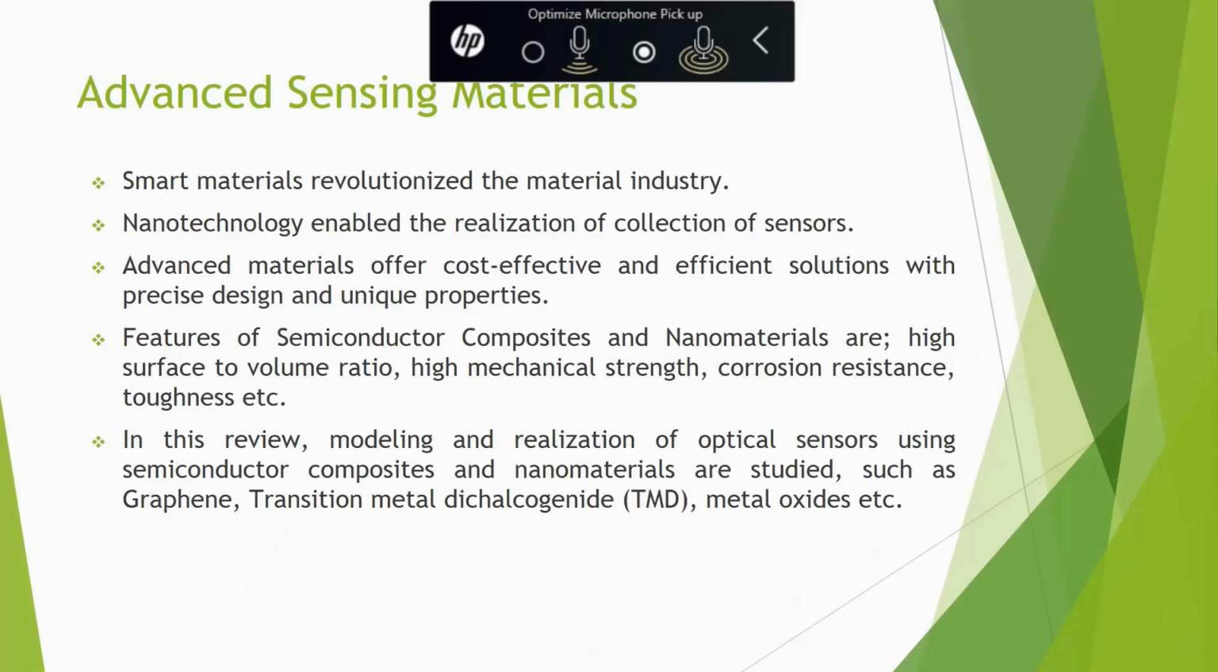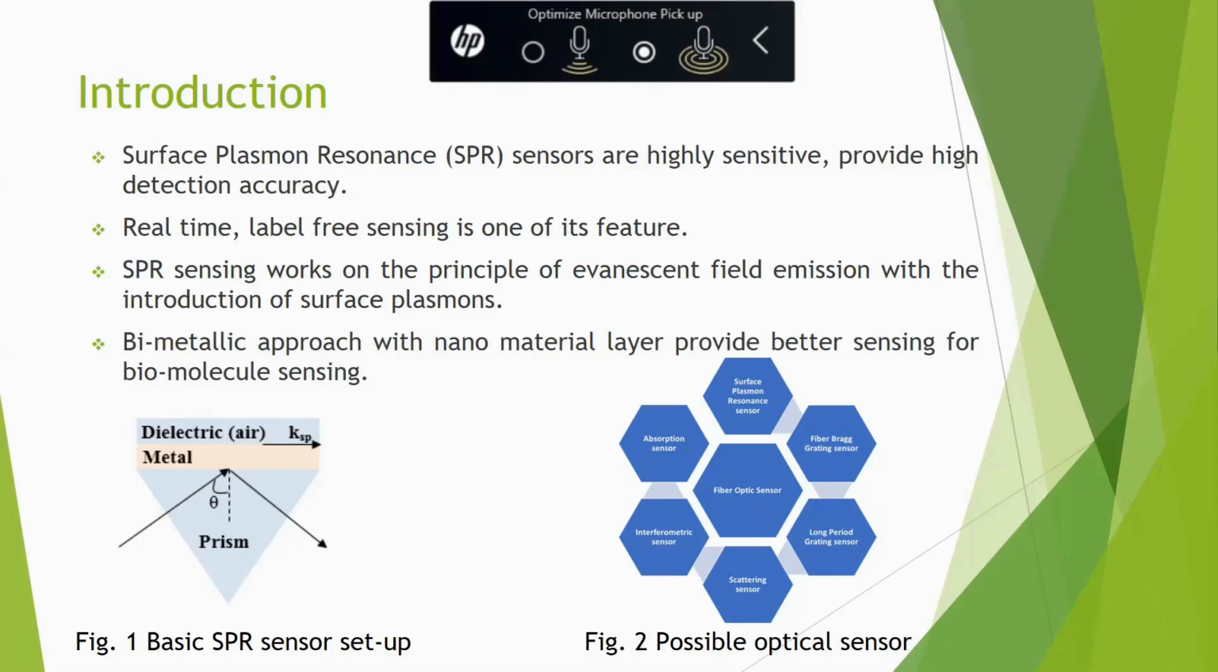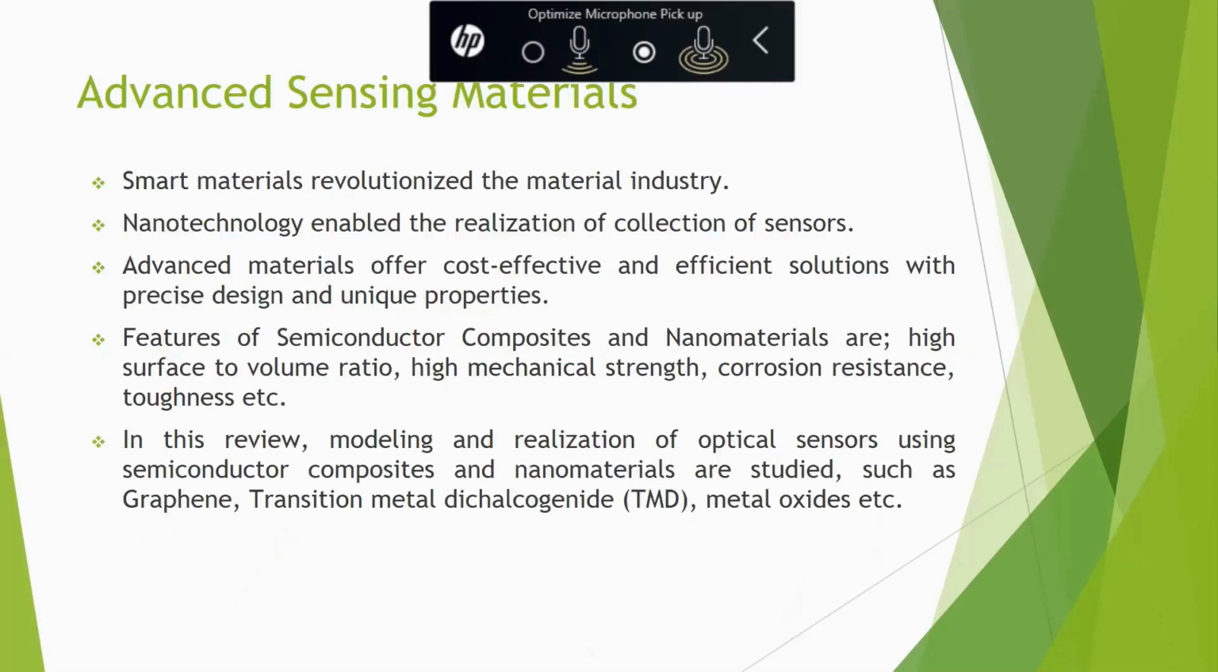In the case of SPR sensing, we can use two different types of setup. The first was this, and in the second setup, we need to maintain a small distance between the prism and the metal. That setup is somewhat difficult to maintain. So normally we go with the Kretschmann setup, which is seen here. For this work, we use the basic SPR setup, and we try to accommodate a nanomaterial film, graphene, to enhance the sensitivity of our work.